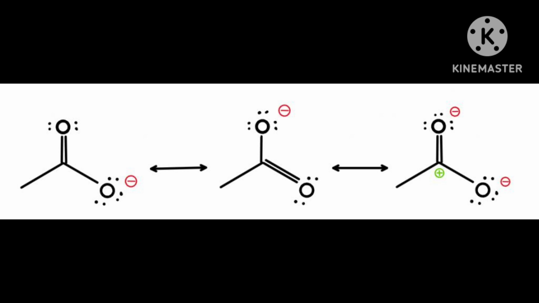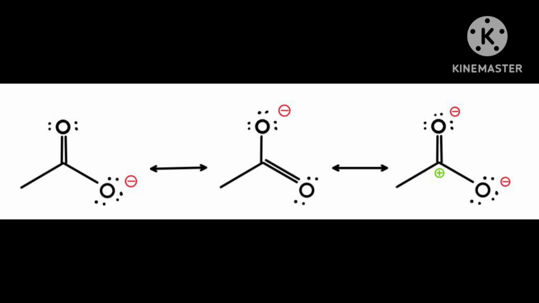Now suppose the second structure wants to become the first structure, because both are resonating. How will you show the curved arrow when the second becomes the first structure? Again, very simple: the double bond in the first structure became single in the second structure. Now you want to bring back the first structure, so again the same things.